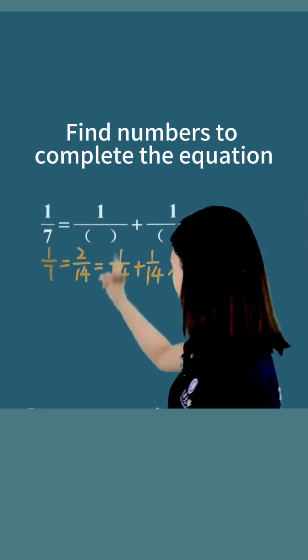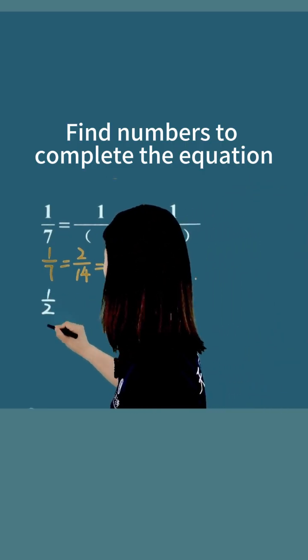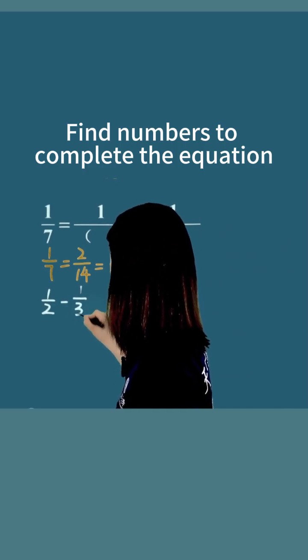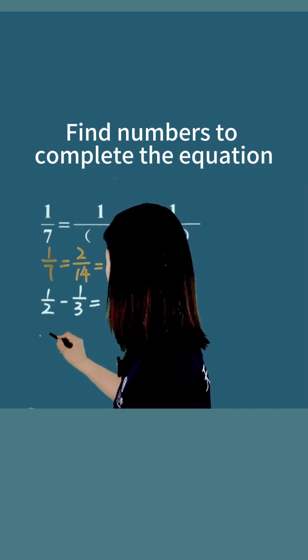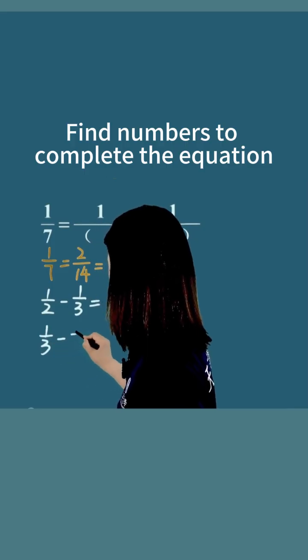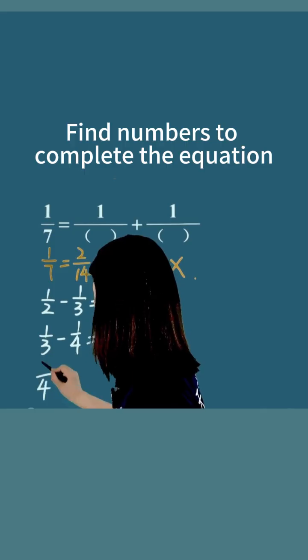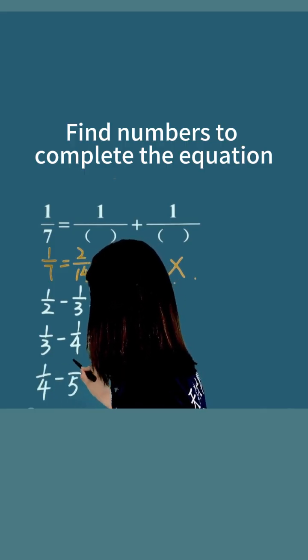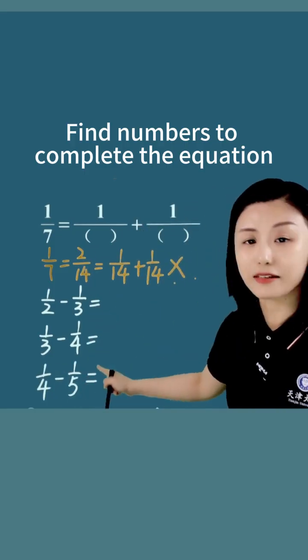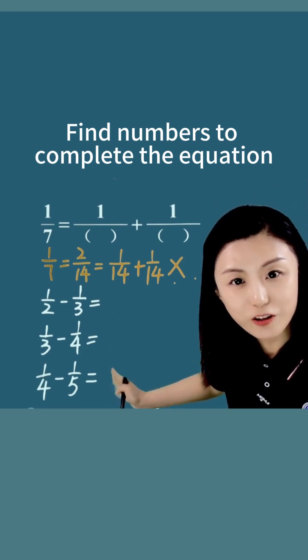Let me give you an example. Let's look at this. For instance, 1/2 minus 1/3. Calculate it. What does it equal? Then, for example, 1/3 minus 1/4 and so on. Then 1/4 minus 1/5. Let's calculate these types of problems one by one. What are the answers for these three?